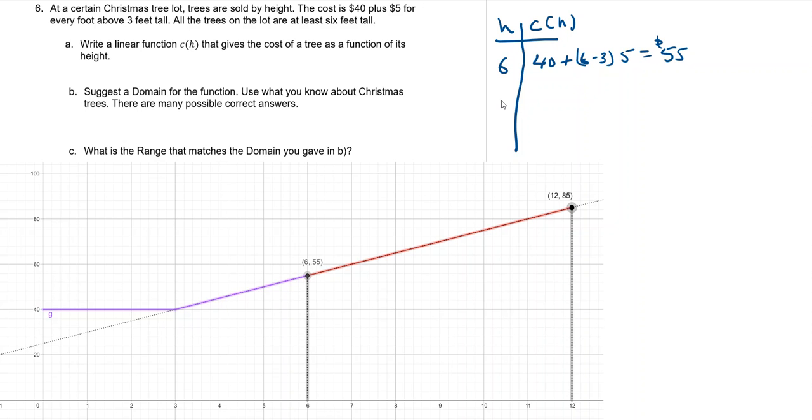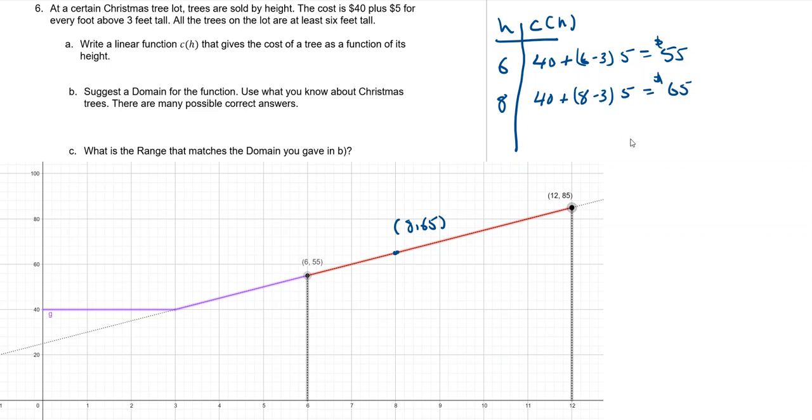And let's jump up to say an 8 foot tree. That's 40 plus, now it's 8 minus 3. An 8 foot tree is 5 feet above 3 feet, so that's times $5 per foot above 3 feet. That's 25, that's $65. So you could use 2 points, for example, to compute that. In the graph here, this second point would have been right here, so that would be 8 comma 65.